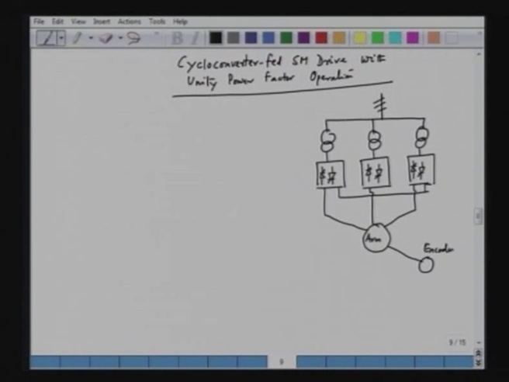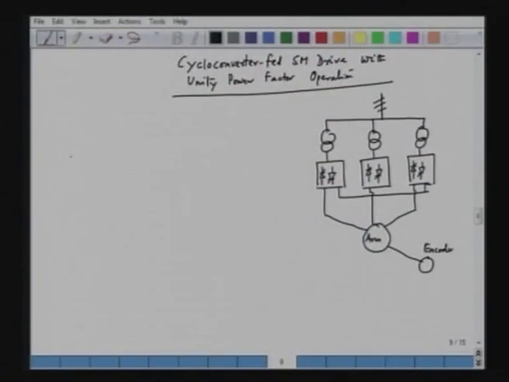This has to be a variable speed drive, so we have to have a speed control and a speed feedback. Here is our reference speed omega star, and then we compare that with the actual speed and feed the error to a PI controller. It is a simple PI controller. Then we have a limiter to limit the output of the PI controller.